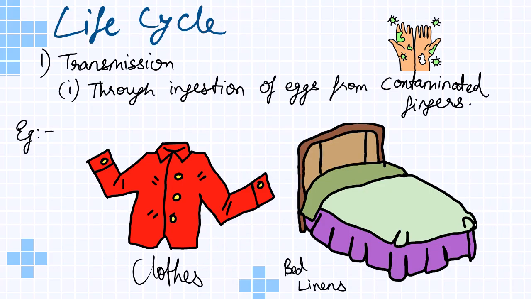The infection begins when embryonated eggs are ingested. These eggs are usually acquired from contaminated fingers, clothing, bed linens, toys, or other fomites. Poor hand hygiene greatly facilitates transmission. Apart from direct transmission, enterobiasis also has a unique method of maintaining infection through autoinfection.